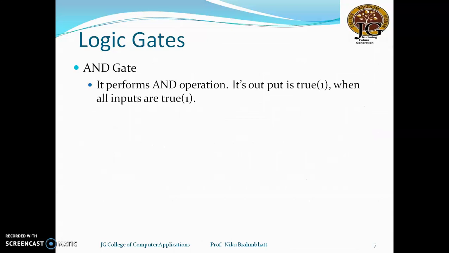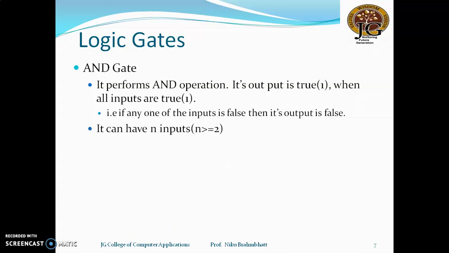So now let us see some examples of some gates. Let us first of all see AND gate. What is AND gate? It performs AND operation, means its output is 1 or you can say true when all inputs are true, or you can say 1. It means if any one of the inputs is false, then its output is false. It can have n inputs where n is greater than or equal to 2. Means AND gate must have at least 2 inputs, means minimum 2 inputs, but it can have more than 2 inputs.